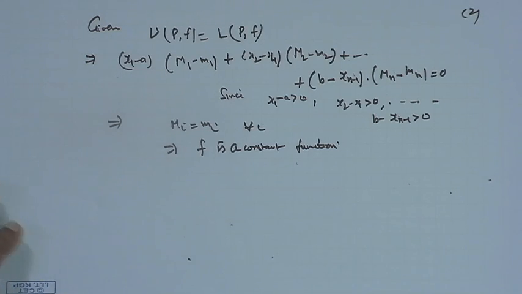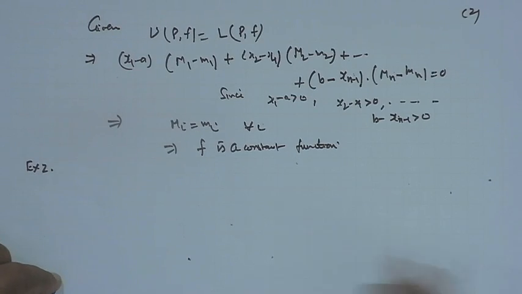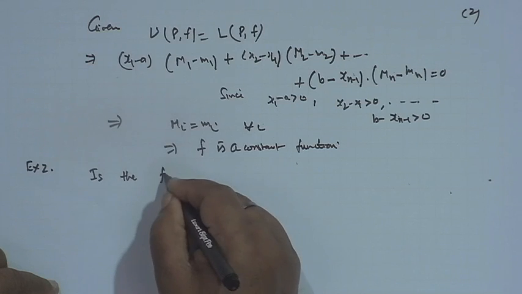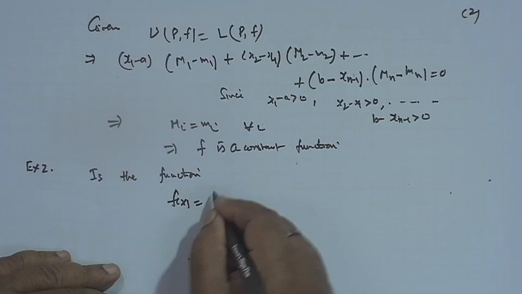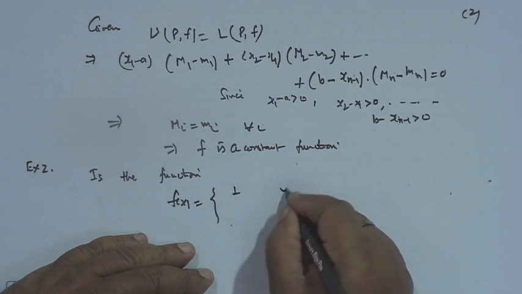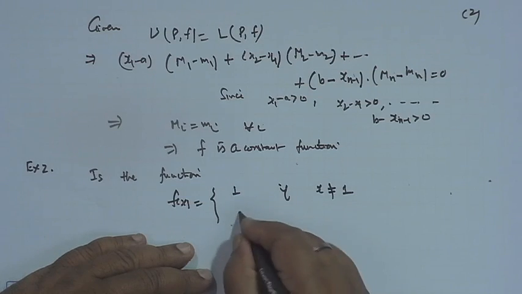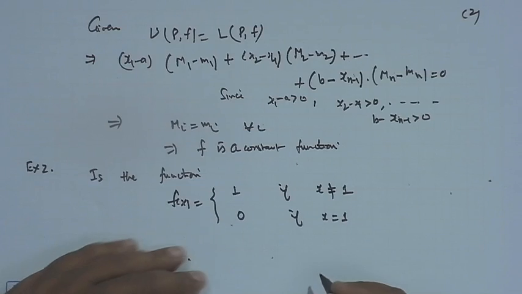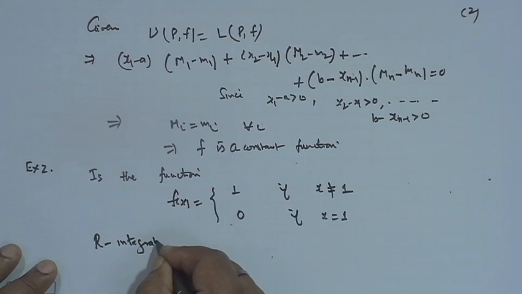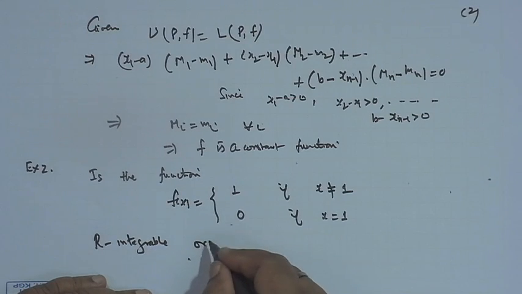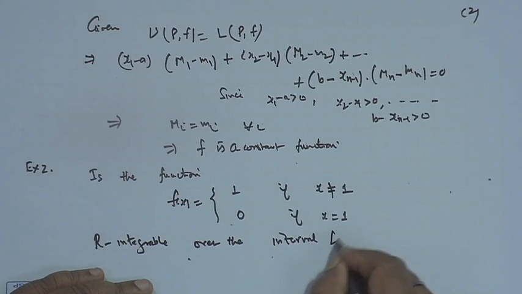Okay. Now, next example: is the function f(x) defined as 1 if x is not equal to 1 and 0 if x is equal to 1 Riemann integrable over the interval 0 to 2?